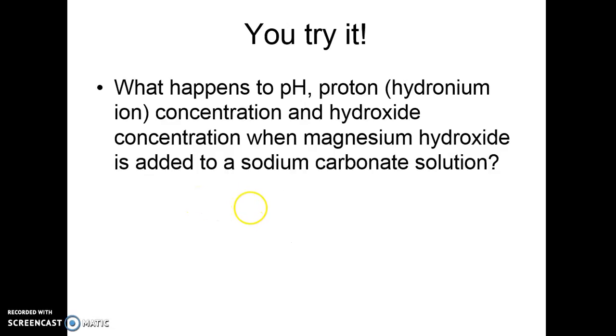What happens to pH, proton concentration, and hydroxide concentration when magnesium hydroxide is added to a sodium carbonate solution? Well, we don't have to worry about what the pH of a sodium carbonate solution is. We're just going to find out what happens when magnesium hydroxide is added. You see the hydroxide, so you know this is a base. So what happens when you add a base to water? Proton concentration goes down, hydroxide concentration goes up, and your pH goes up.